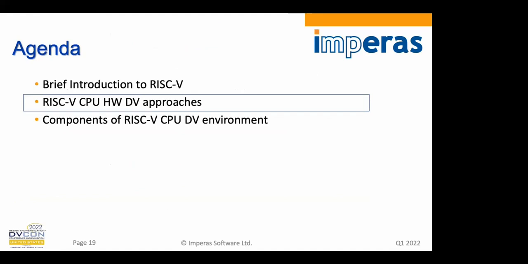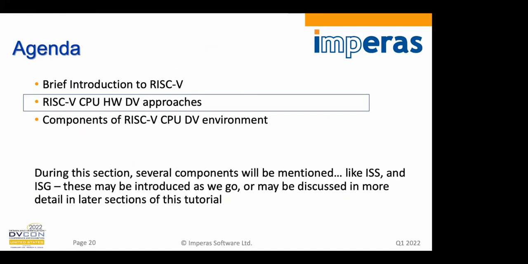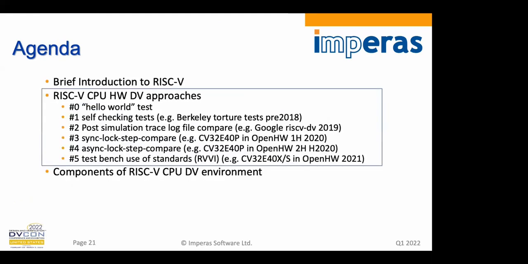Right, so let's get on and look at the different approaches. During this session, we're going to introduce different components like ISS and ISG, and I might talk about them as I go, or they'll be discussed in their own sections further on. So, hardware DV approaches for a RISC-V CPU. Listed down here are 6 real DV approaches and another one up front. What I'm going to do now is talk through each one of these and give some examples as we go.